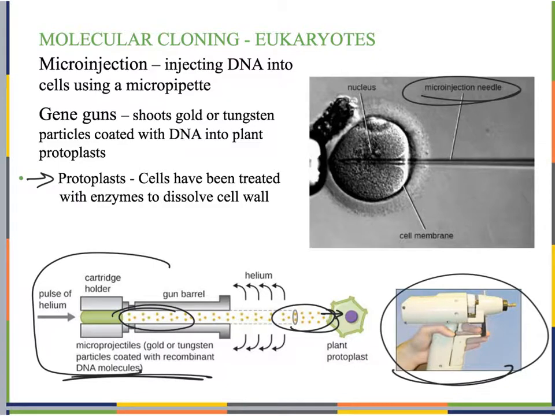Now that we have no more cell wall, we're able to shoot these little gold or tungsten particles into the plant cell because it's going to go through that cell membrane. We don't have a cell wall anymore. And then that's going to get DNA into the protoplast. And then, of course, it's going to heal itself. So it'll start to build that cell wall again. It'll fix its plasma membrane. And now we've gotten that DNA into a plant cell.